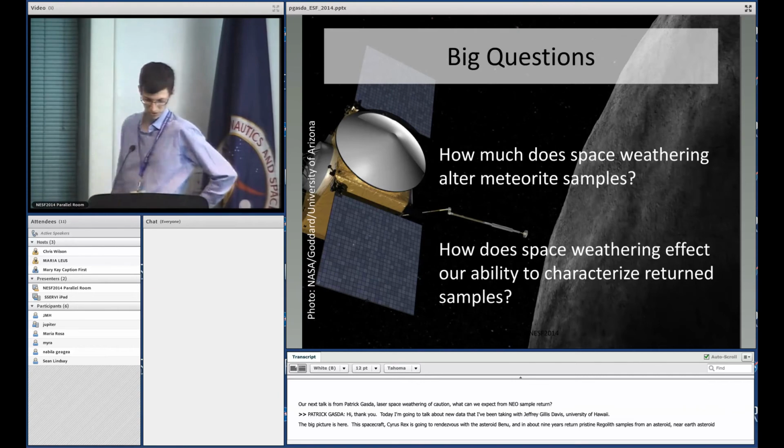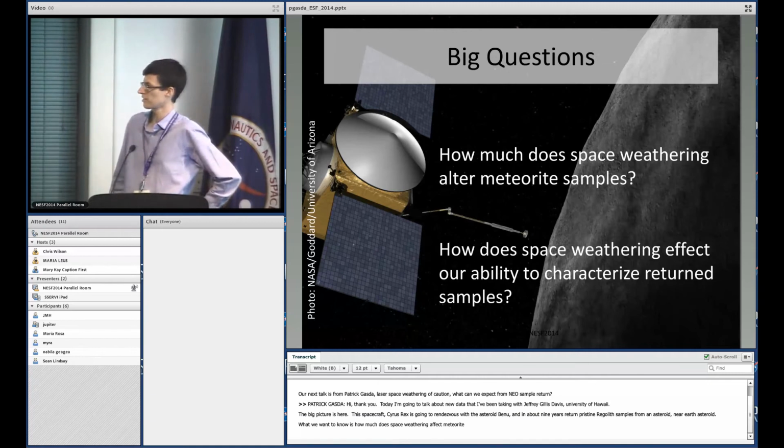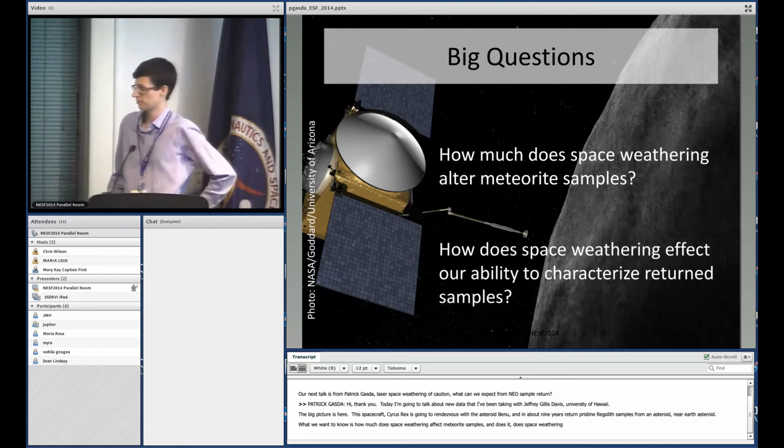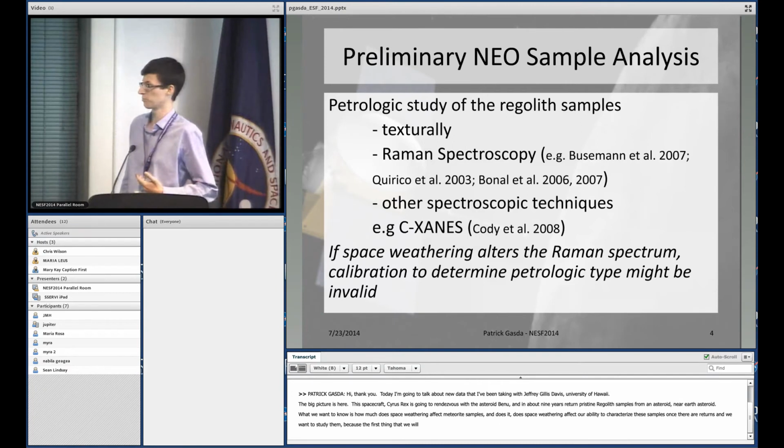And what we want to know is how much does space weathering affect meteorite samples, and does space weathering affect our ability to characterize these samples once they're returned and we want to study them? Because the first thing that we will do when we get these samples back is want to do a petrologic study so we can understand what the samples are.